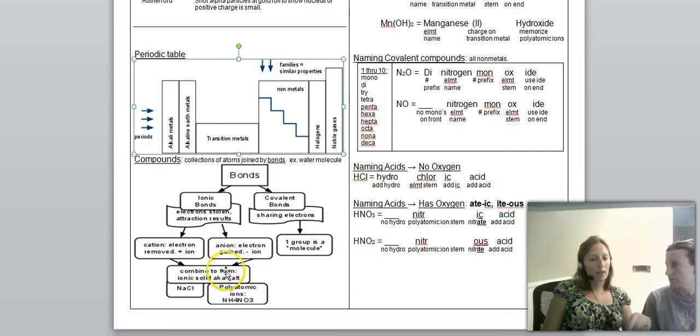When they combine together, you end up with an ionic solid. It can also be called a salt. Anything that is an ionic compound is called a salt. There's the regular salt, NaCl, but you can also have KCl or KBr or iron chloride or iron oxide. Those are all salts. And don't forget about your polyatomic ions, which you have to memorize.